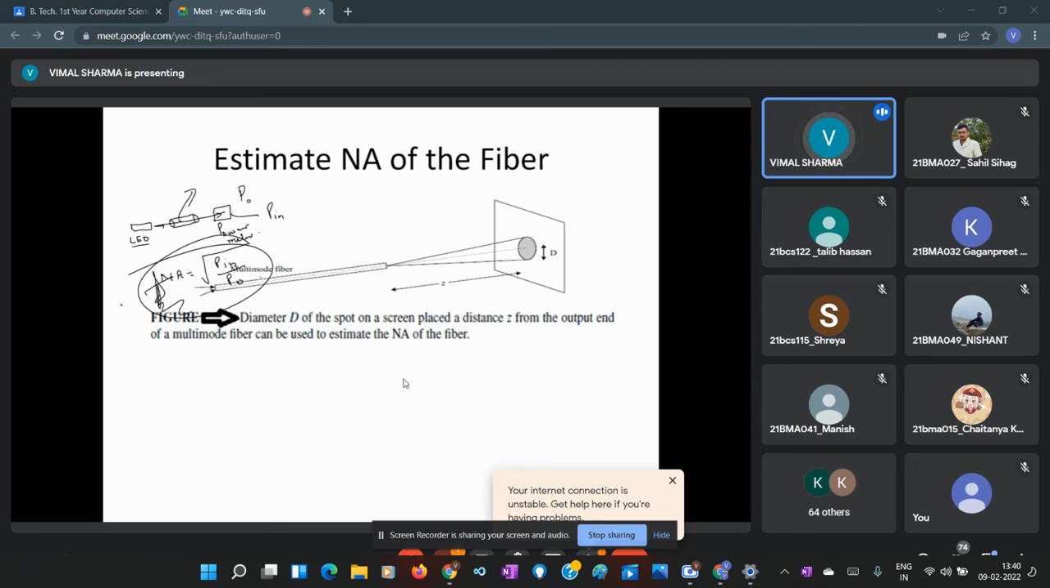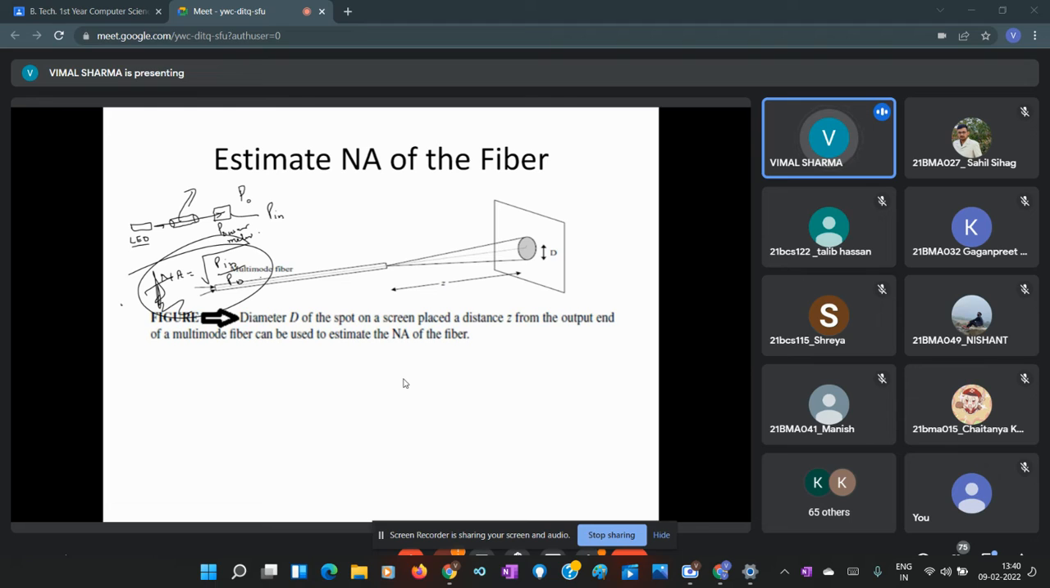One more experiment we can do, and we can see what is the numerical aperture. For that, we take this as my optical fiber. I launch light from this side into the optical fiber at all possible angles. And if light travels through all the possible modes through the optical fiber, then we can see the light coming out of the optical fiber on a screen, and it makes a circular illumination on the screen.